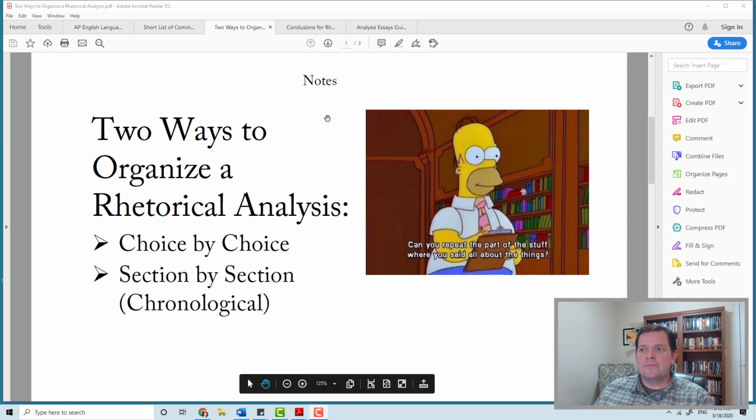First, let me also say that the cartoon here was not my choice. I have never watched a single episode of this show. I know enough about it to know that it would be extremely painful for me to do that. But nonetheless, I do agree with the sentiment expressed in this particular image, where the character says, "Can you repeat the part about the stuff where you said all that about the things?" That's how some essays sound.